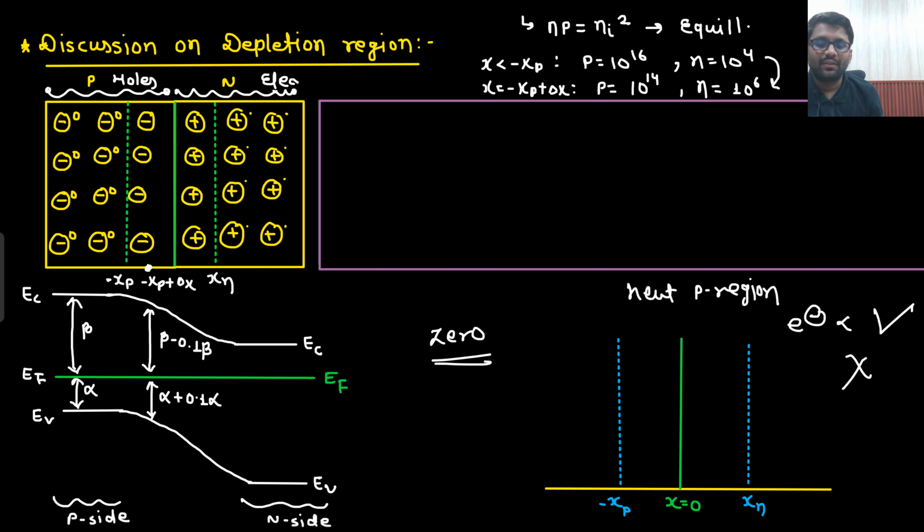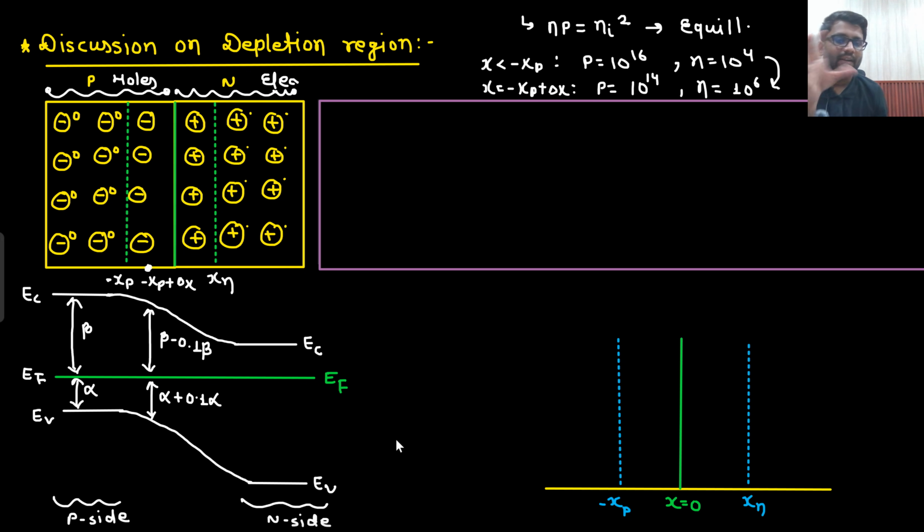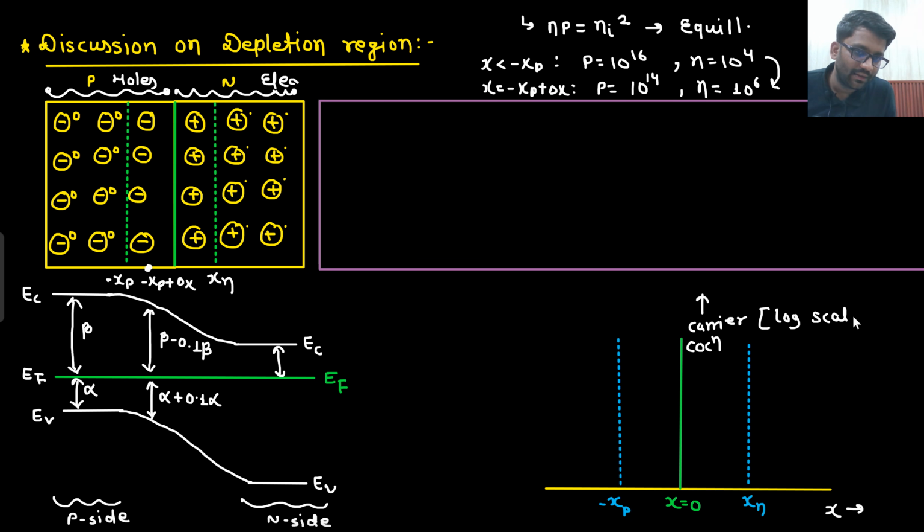So if I make a plot of concentration versus x, what am I making? The same scenario that I explained here could be understood from the N side as well. You see this gap? This gap is lower, but as I go ahead, the gap is increasing. That means the number of electrons is reducing, but the number of holes will increase. So I am making carrier concentration versus x, but I am making it on a log scale.